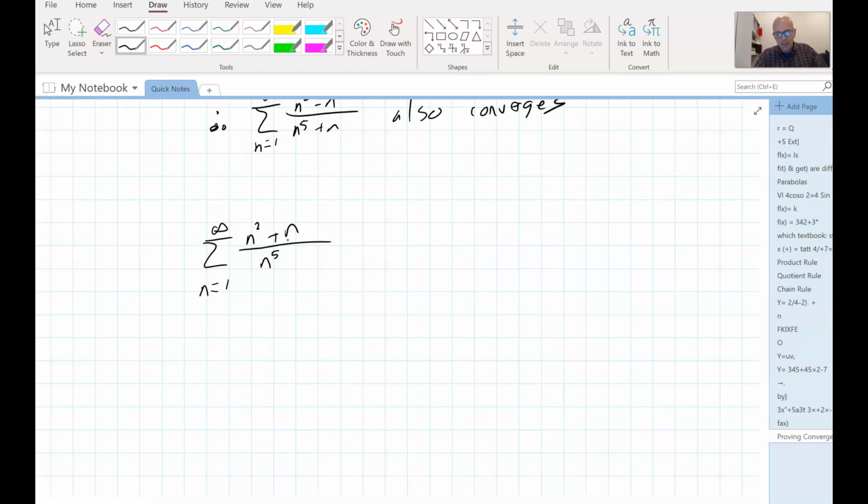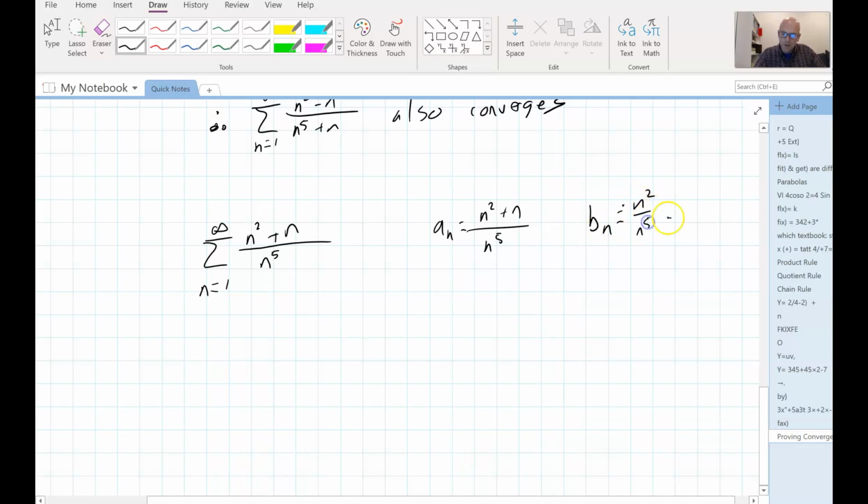So again, it looks kind of like the one we did before, so we just jump on and say, okay, let's let a sub n equal n squared plus n over n to the fifth plus n. And let's choose our same b sub n. It seemed to work last time. b sub n is equal to n squared over n to the fifth, which we all know is 1 over n to the third.